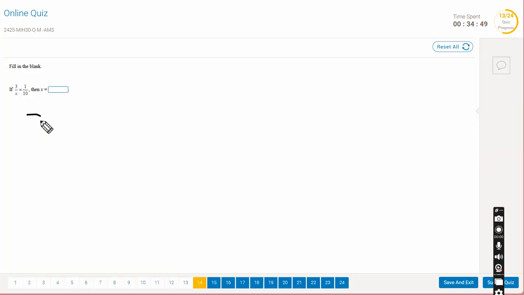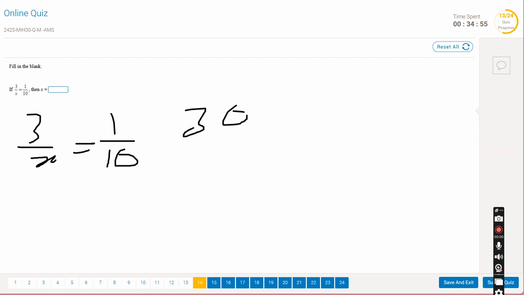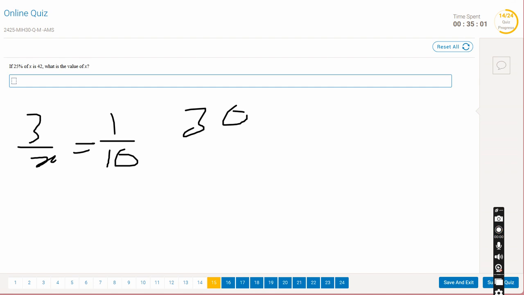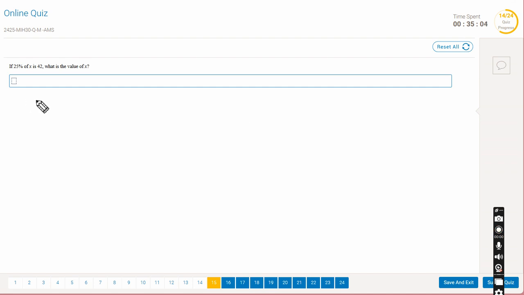Again, here is just cross multiplication. 3x equals 1 over 10. You can take the x above and then 30 to the other side. That's for x, 30. Next one. Here again, 25% of x is 42.